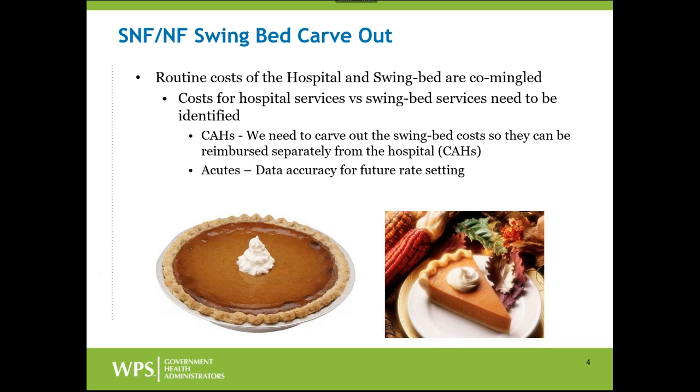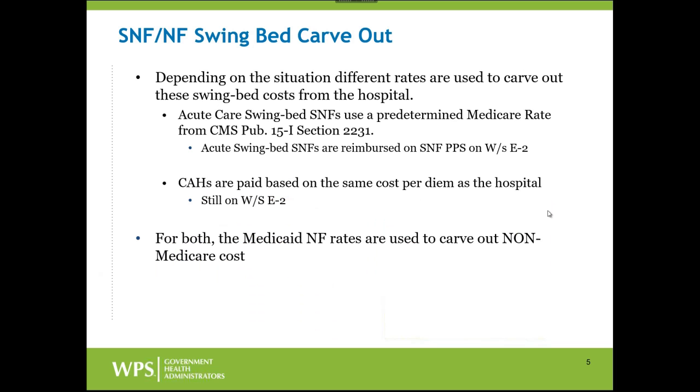But in general, acute care hospitals are not reimbursed on costs like a critical access hospital is. So it's not quite as important, but it's still important for data accuracy. Now, as I said, there's that distinction, that difference between the acute care and the critical access hospital. For the acute care hospital, what we're going to see is that both the SNF Medicare rate and the NF Medicaid rate are important for proper cost reporting.